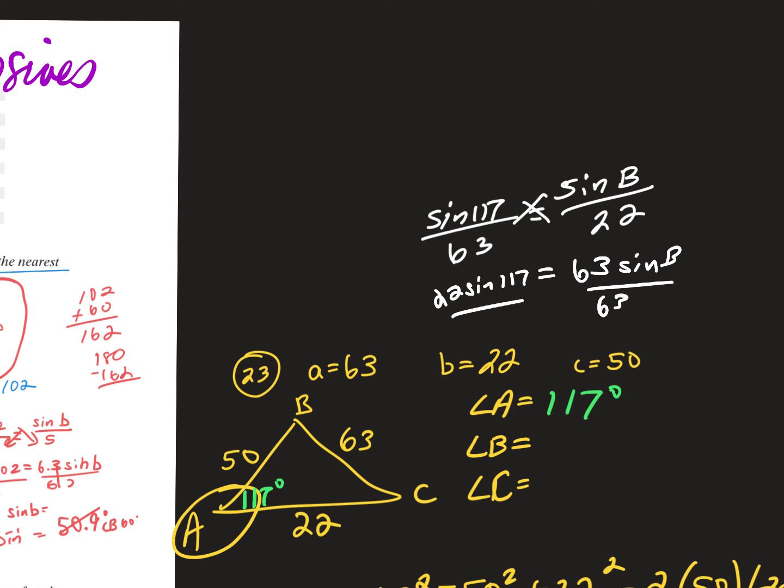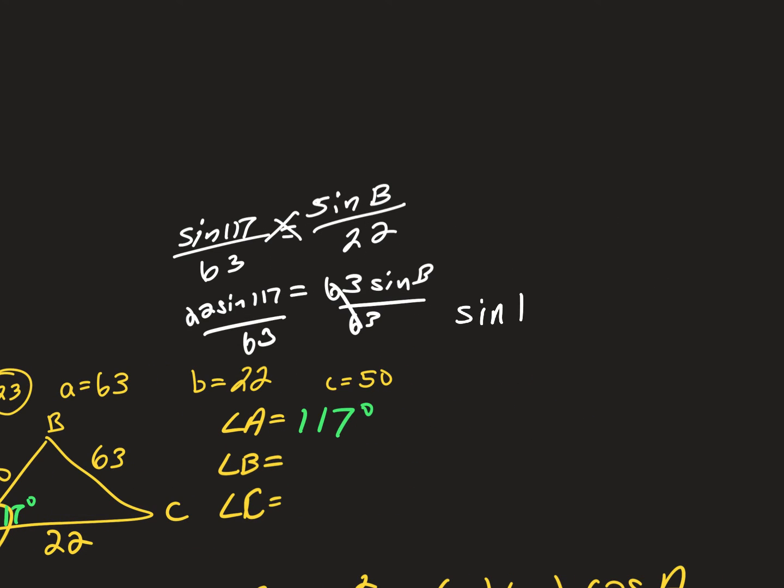Divide both sides by 63. And I get sine of B equals, what's 22 sine 117 divided by 63? 0.31111, I don't want that. I want the inverse of that. I want to know what angle B measures. So second sine, second answer, because we're doing law of sines. And I got about 18 degrees. Okay, that's fine. Angle B, 18 degrees.